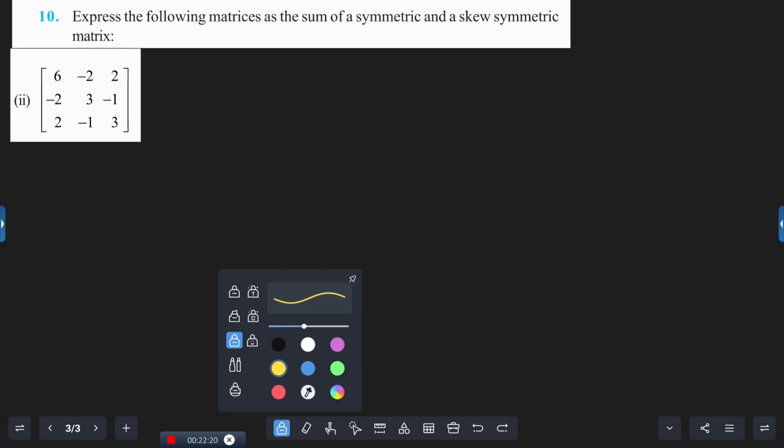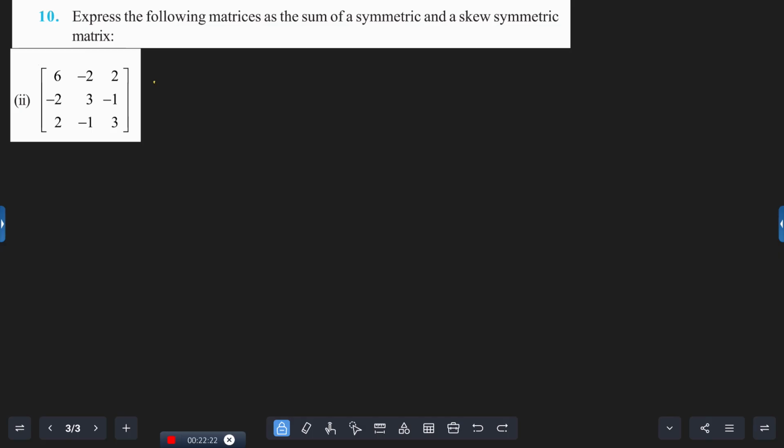Let us take this as A. So let A equal the given matrix, I'm taking 6, minus 2, 2; minus 2, 3, minus 1; 2, minus 1, 3. This is the A matrix. Now we also need A dash. If you have seen the words sum of symmetric and skew symmetric, surely we need A transpose, so you have to find A dash.